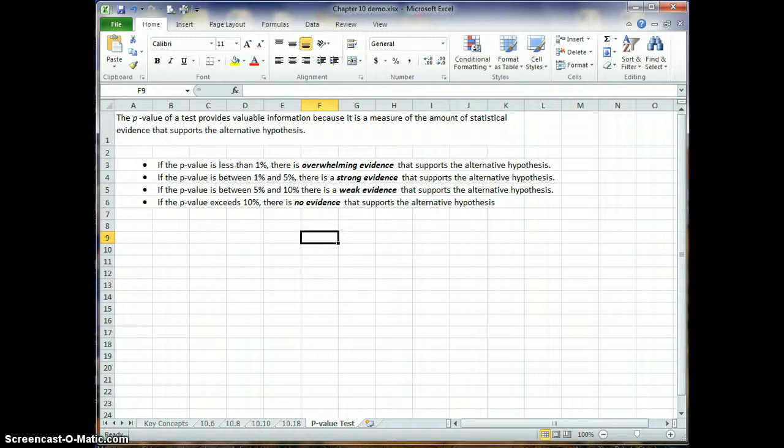And back in problem 10.8, it exceeded 10%. It was 0.3707. So there was no evidence to conclude in that case that the airline's on-time performance has improved.